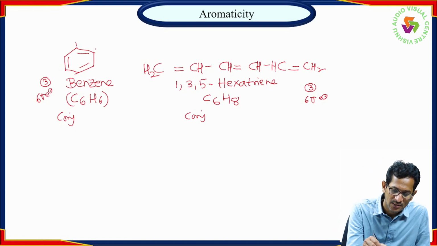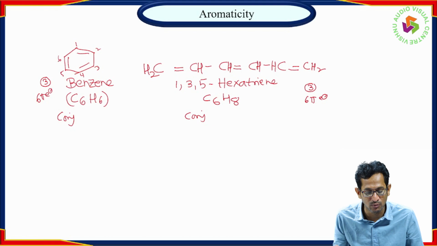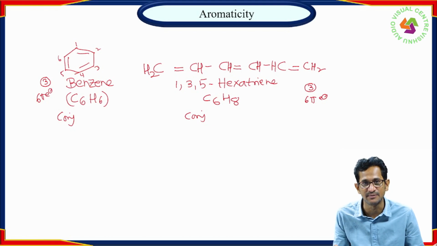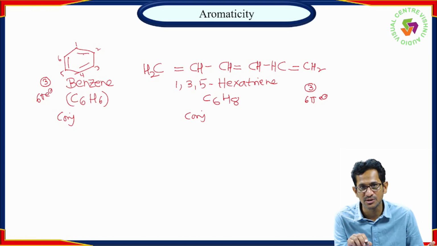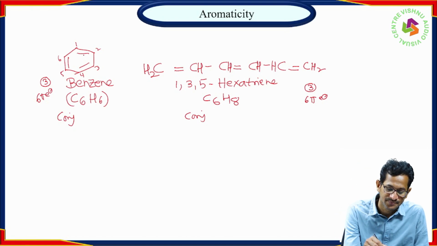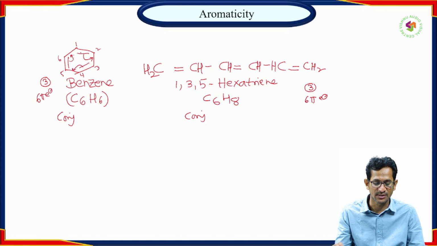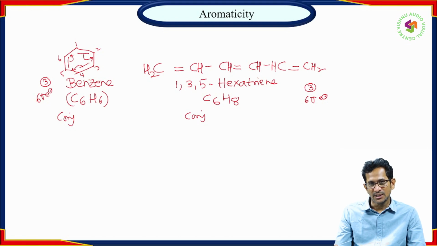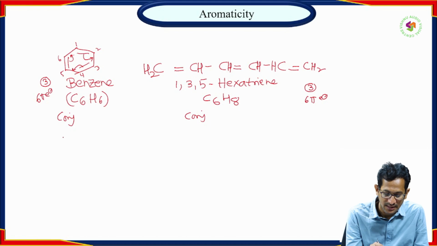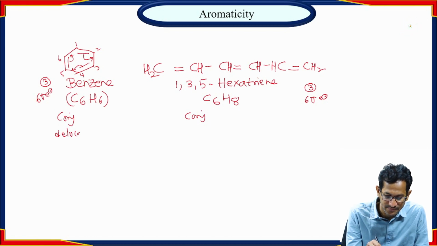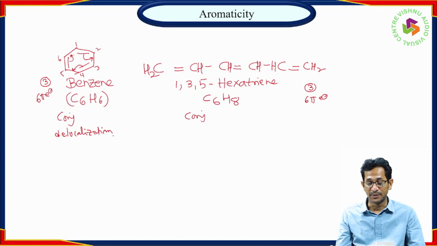Let's say I have carbons 1, 2, 3, 4, 5, 6. Initially the double bonds are between carbons 1-2, 3-4 and 5-6. In the delocalization, the positions of the double bonds change to 2-3, 4-5 and 1-6. This means the delocalization of the pi electrons is taking place, the pi electrons are equally shared by all the carbons. Delocalization is observed in the case of benzene.